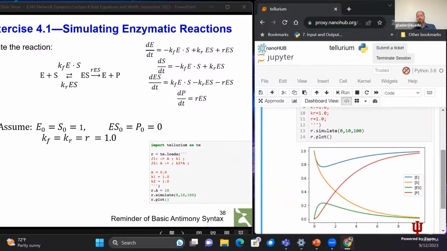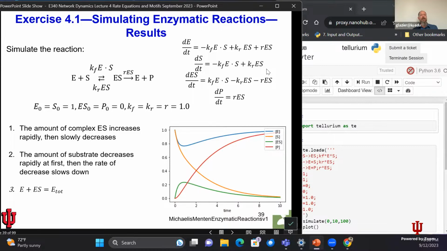do parameter fitting on this, would you? You could. Cool. We'll definitely get to parameter fitting a little bit later in the semester. Did people get something like that?